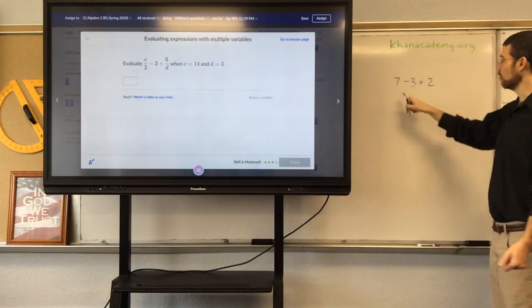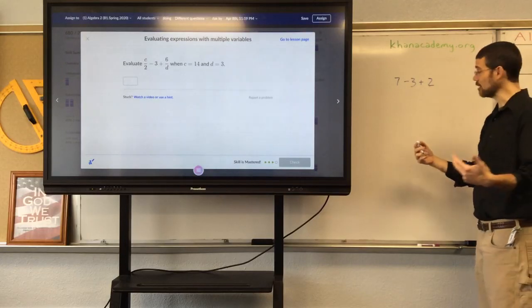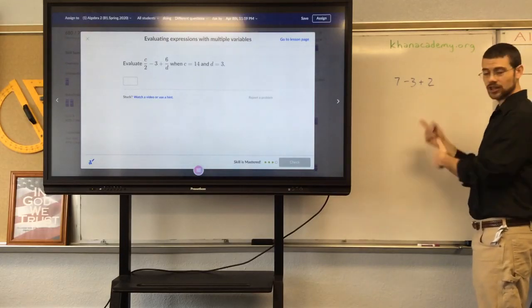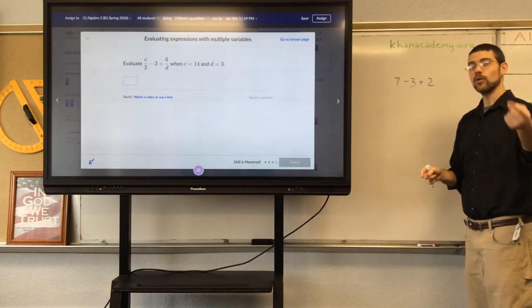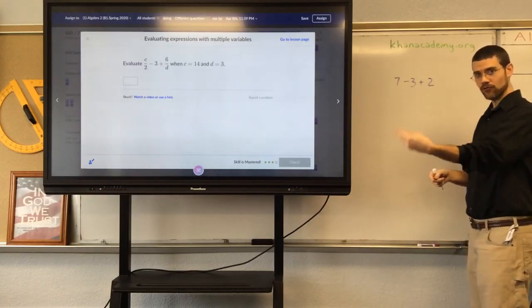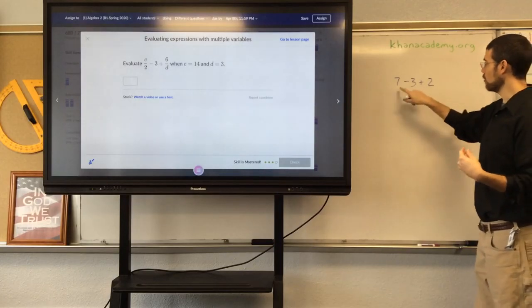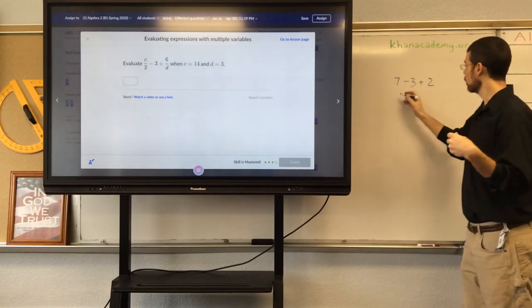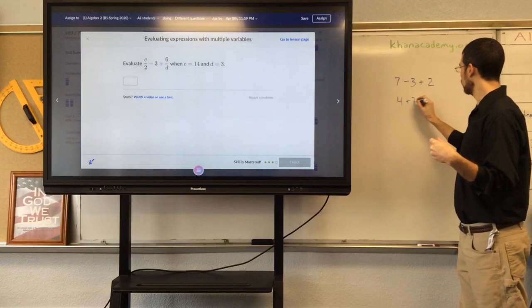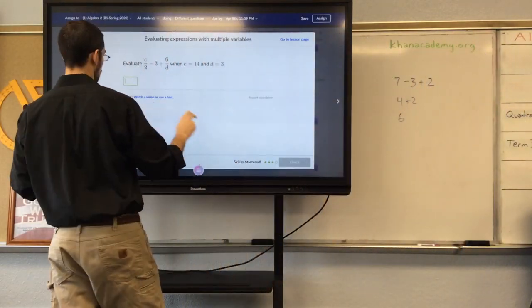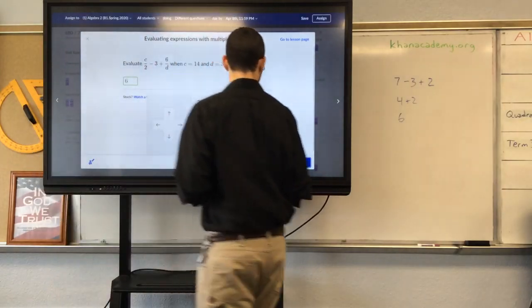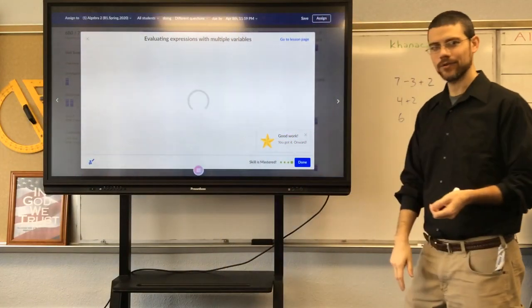I'm adding that, so now 7. Now, at this point, subtraction and addition are equally important, but we work from left to right, just like we read from left to right. So 7 minus 3 happens first, and that is 4. Then we can add 2, and that's 6. And we are done.